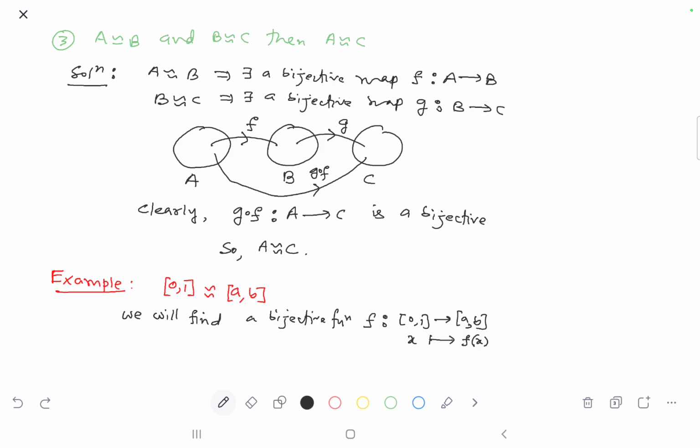Let me tell you the process, how you do this kind of question. Let x be in the interval 0 to 1. Then this implies 0 is less than or equal to x, which is less than or equal to 1. We want a new number in between A to B. So how can we do this? If you look at this, both sides we are multiplying by B minus A.